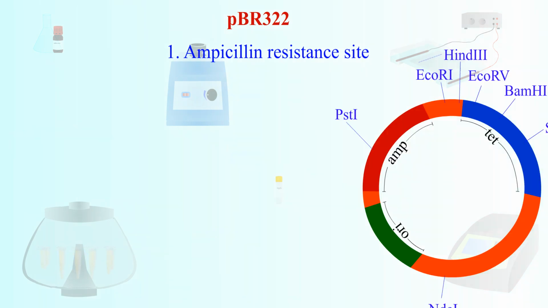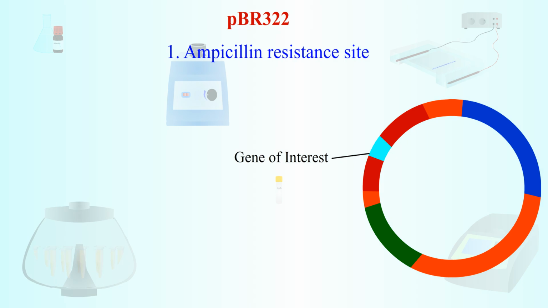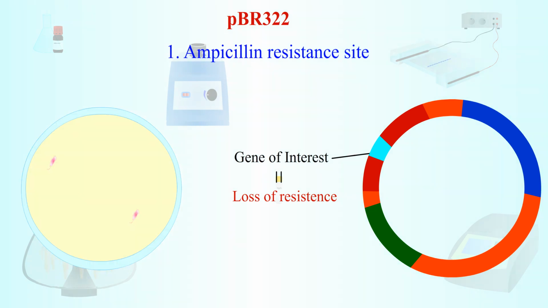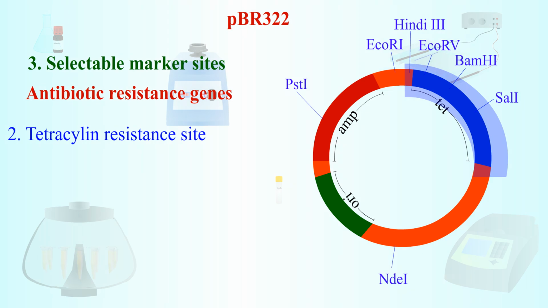If our gene is inserted in any of the restriction sites present in this marker region, the gene will get inactivated, and ultimately the plasmid-containing bacterium will not have any resistance to ampicillin, and it will not grow in the ampicillin-containing medium. The other one is the tetracycline resistance site. As with the ampicillin resistance gene, the tetracycline gene also works in the same way. The only difference is that here we use the tetracycline antibiotic rather than ampicillin.